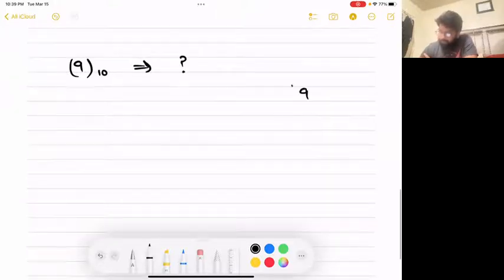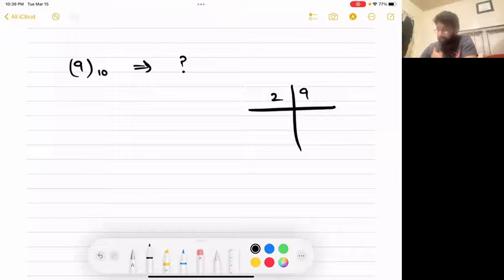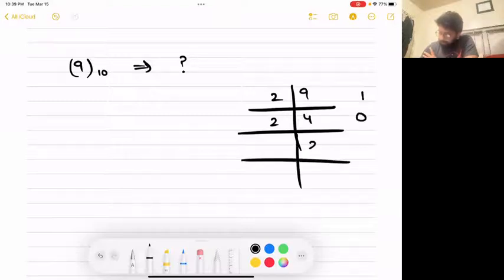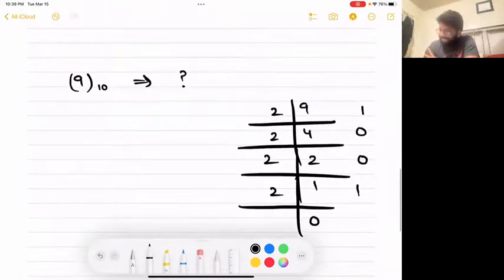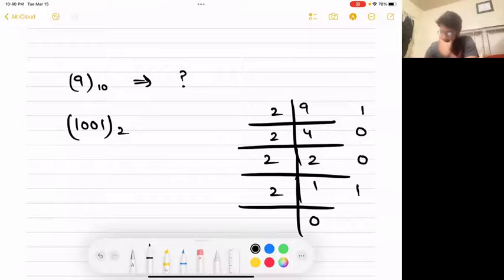We can just use our method: 9 divided by 2. 9 is an odd number, so we put 1 here. Then 2 multiplied by 4 is 8, so we get 4 here, then 2 right here. Again, even number, 0. Then 2, even number, 0, then 1, an odd number, so 1, and 0. So 9 in decimal is 1001 in binary.